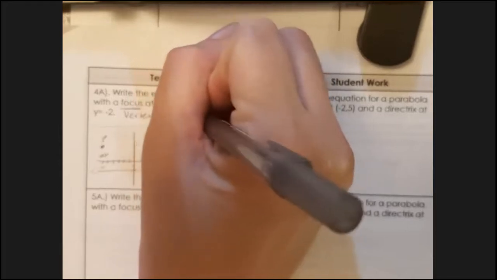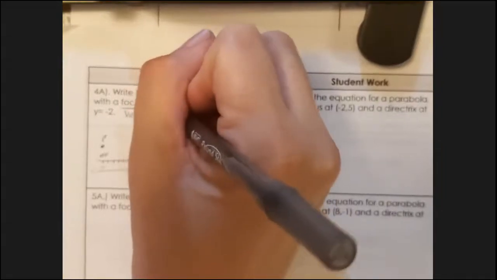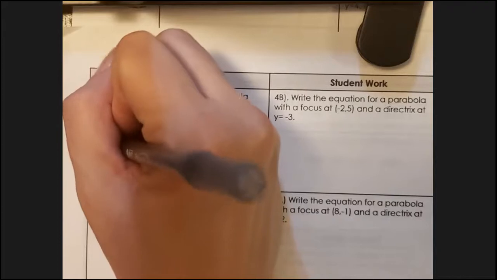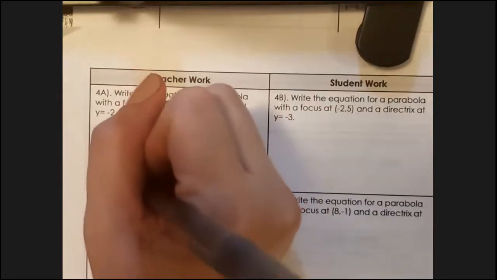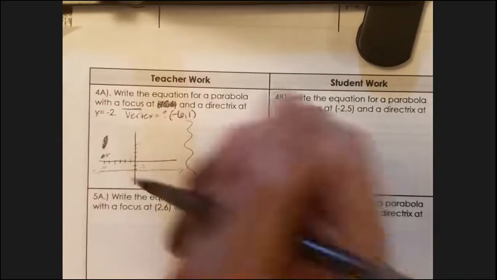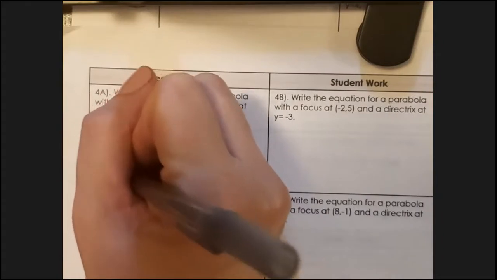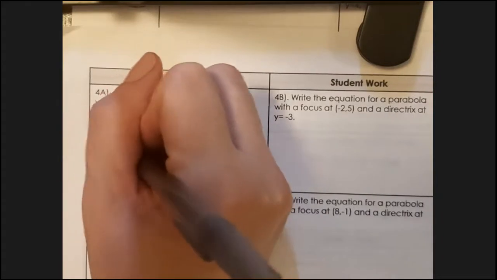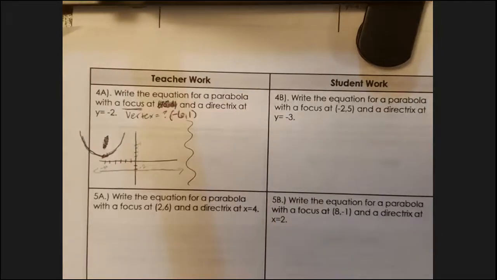Now, to avoid any sort of confusion, I'm going to scribble out this focus. I'm even going to scribble out this one. I want to look at the vertex. So my directrix is down here. My focus was up here till I scribbled it out. The parabola wraps around the focus, away from the directrix. The parabola goes this way. So it is a vertical parabola.